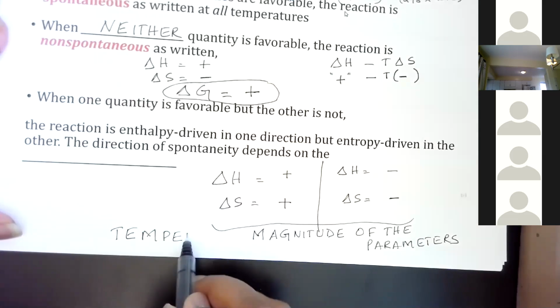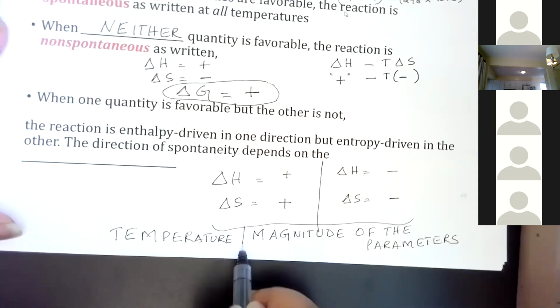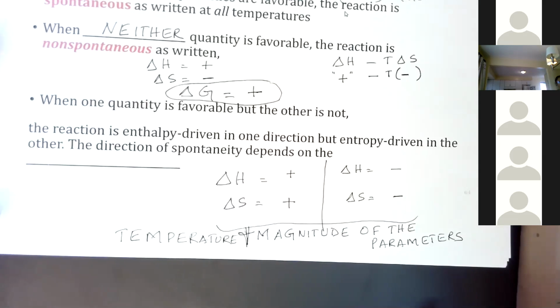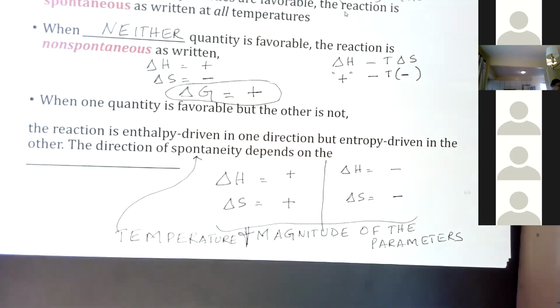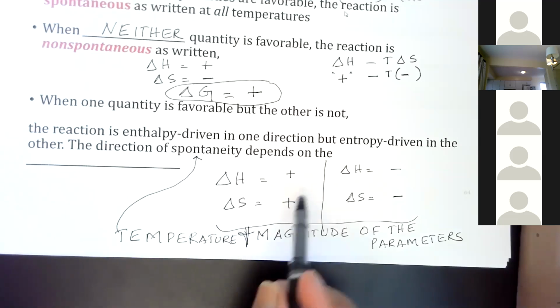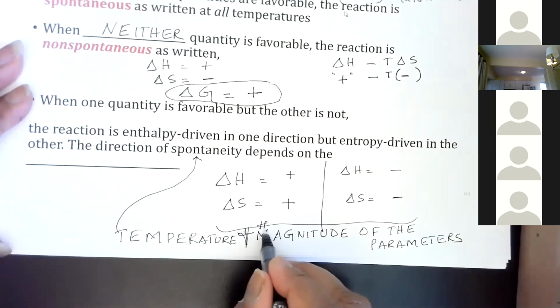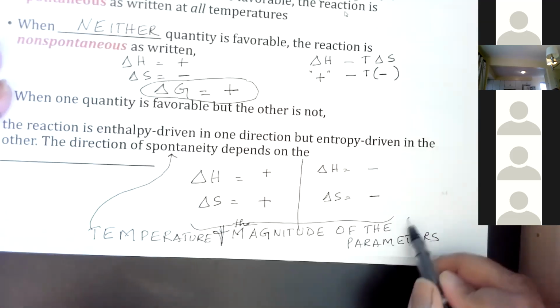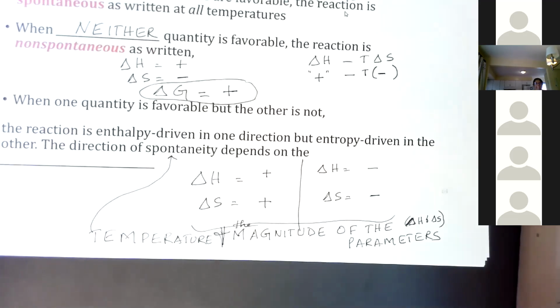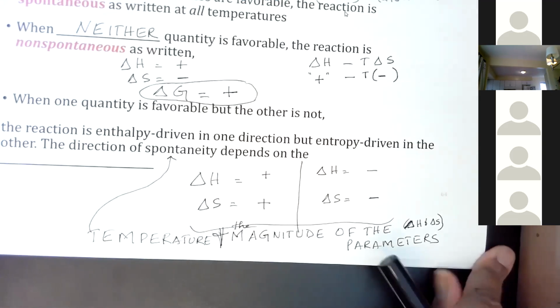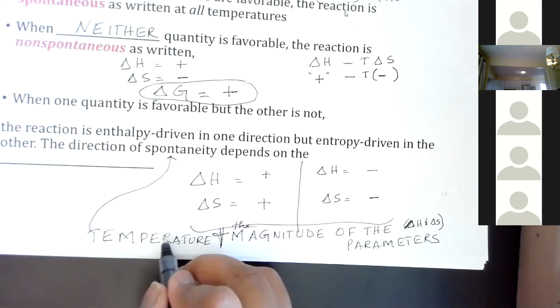Temperature and the magnitude of the parameters will determine if the reaction is spontaneous or not. Depends on the temperature and the magnitude of the parameters. What are the two parameters? Delta H and delta S, of course. So that's what you're going to look at. Power play. Who's bigger? What's the temperature? Temperature plays a big role.